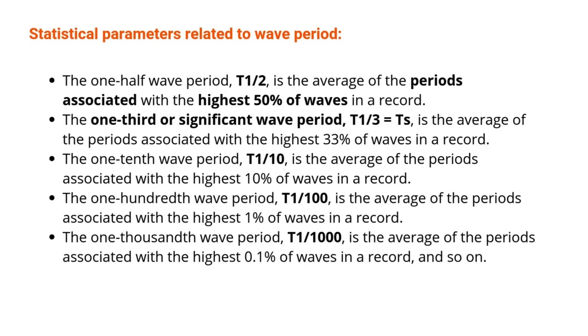The 100th wave period is the average of the periods associated with the highest 1% of waves in a record. The 1000th wave period is the average of the periods associated with the highest 0.1% of waves in a record, and so on.